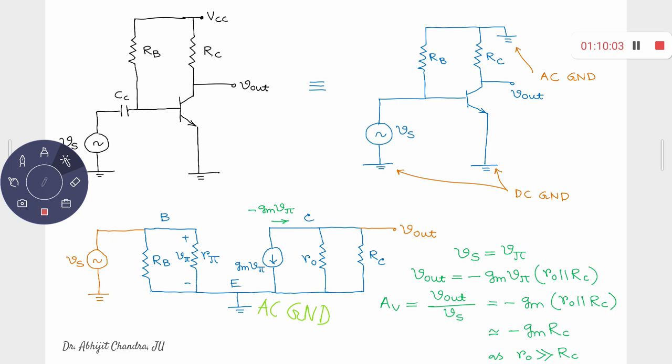What is your V out? This current is gm V pi. This current is flowing. If I apply KCL at this particular node, the current is minus gm V pi, and this is flowing through this r0 and RC parallel combination. What is the equivalent resistance connected to ground? r0 parallel RC. So what is the voltage developed? V out is equal to minus gm V pi times r0 parallel RC.